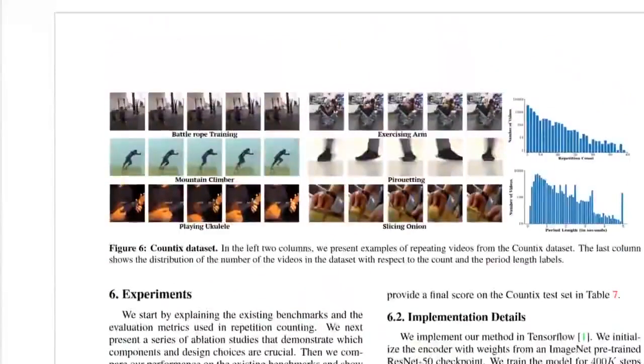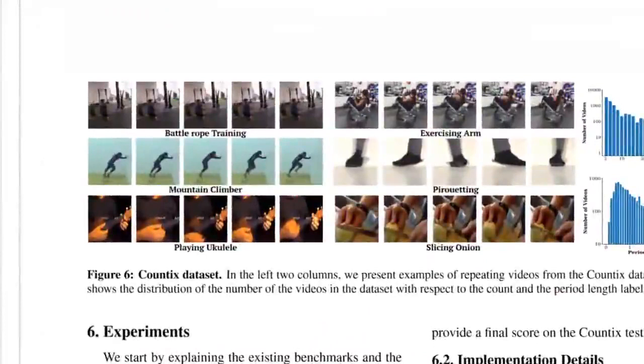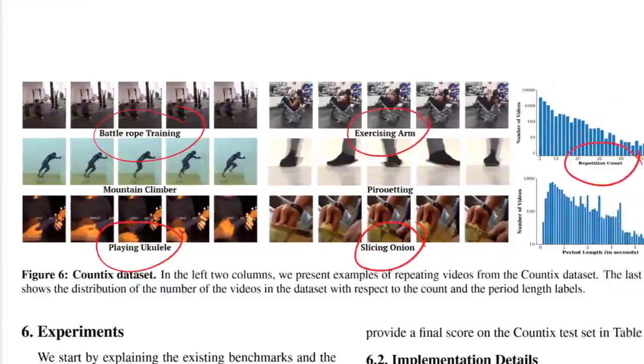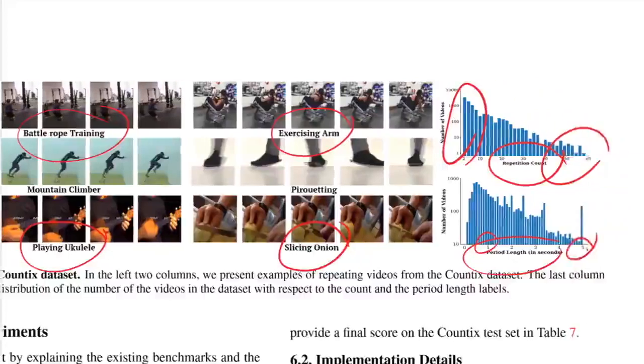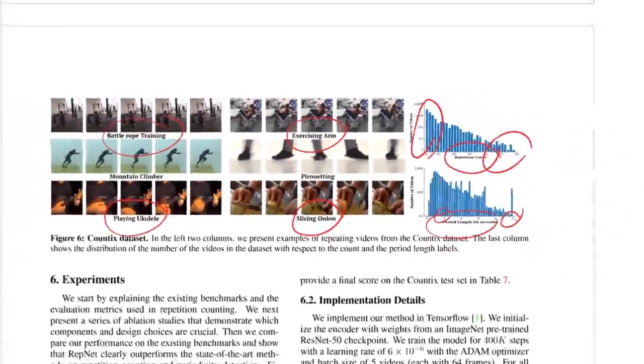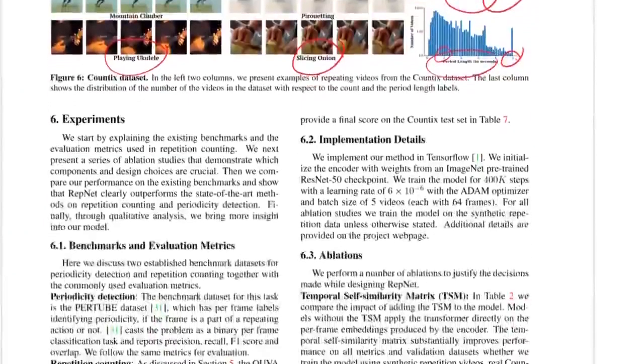So in their data set, they take the Kinetics data set and they crowdsource the labels. And the tasks in the data set are pretty diverse, as you can see right here. So you have sports like rope training, mountain climbers, but you have also things like playing ukulele, exercising arms, slicing an onion, and so on. And you can see that the repetition count is fairly diverse as well. So from 1 or 2 repetitions per video, it goes to 50 or so. And the period length is also between 1 and 5 seconds, though, as I already said, you don't have to count on that, because you can always play the video slower or faster and then determine other periodicities.